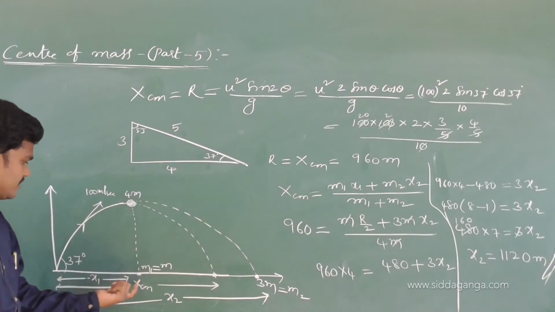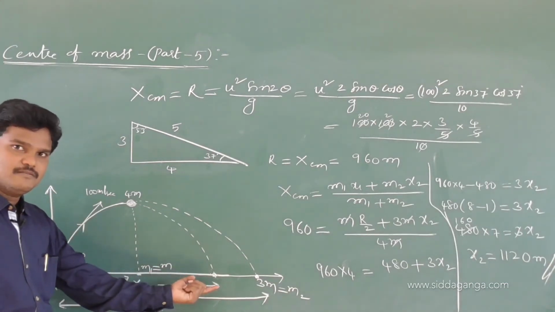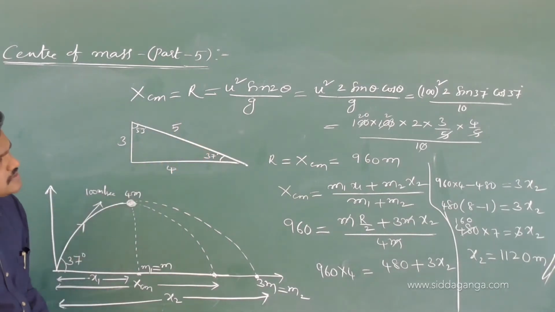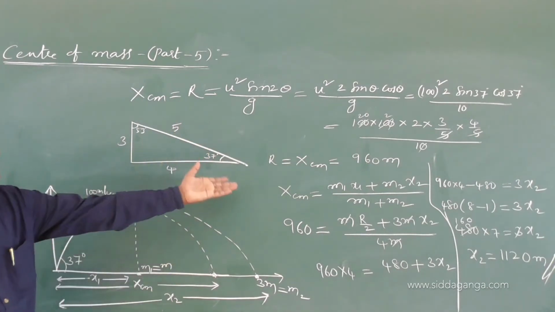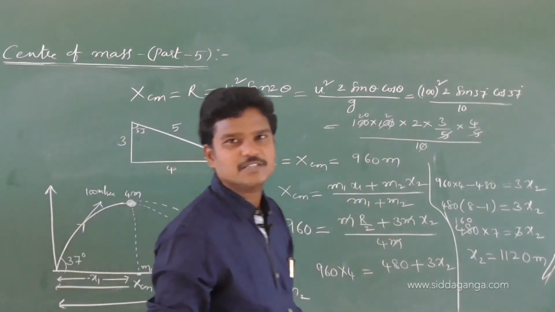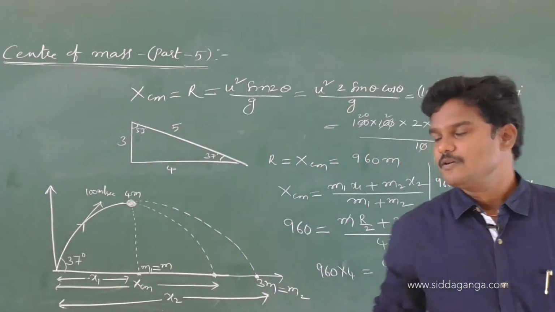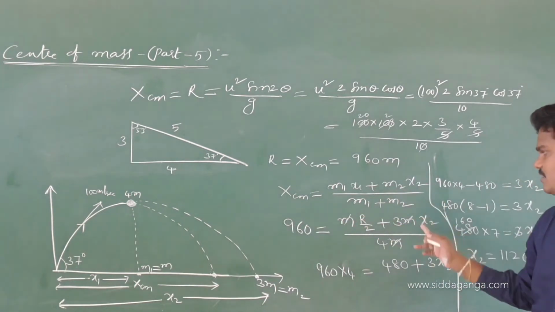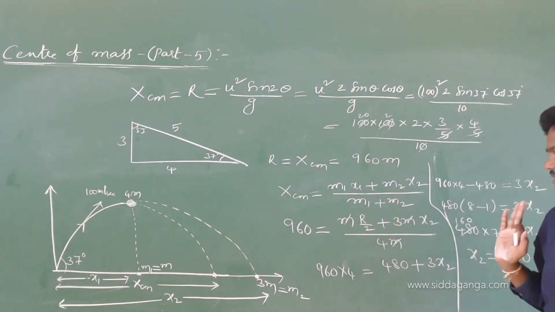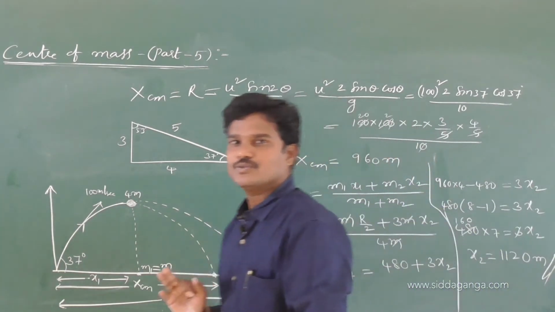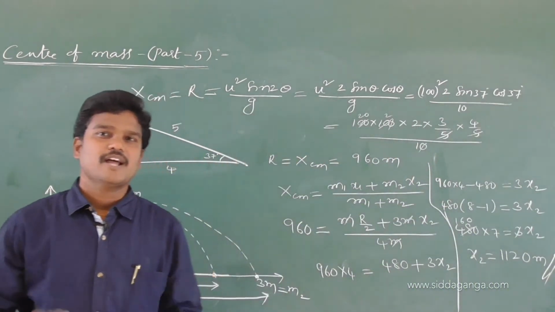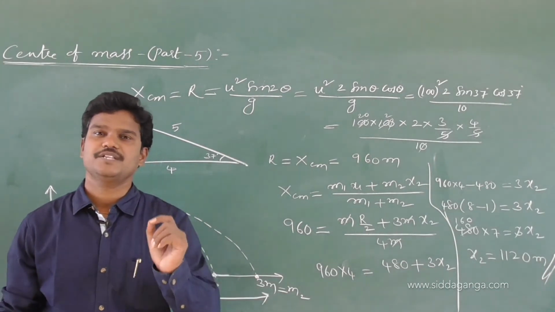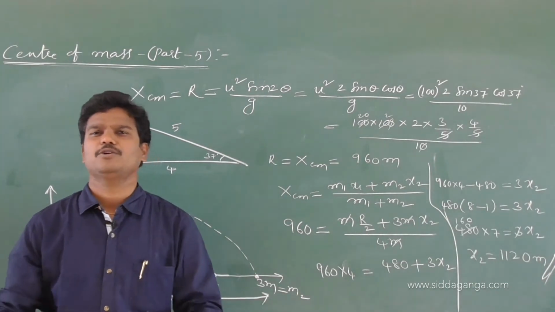Then I calculated the range here. Range is nothing but Xcm, so I got 960 meters, and I used the regular formula Xcm equals m1 x1 plus m2 x2 by m1 plus m2. What is x1? x1 is half of the range, and x2 is our target. So finally, I got 1120 meters. So the second particle lands at a distance of 1120 meters from the initial position, from the point of projection.